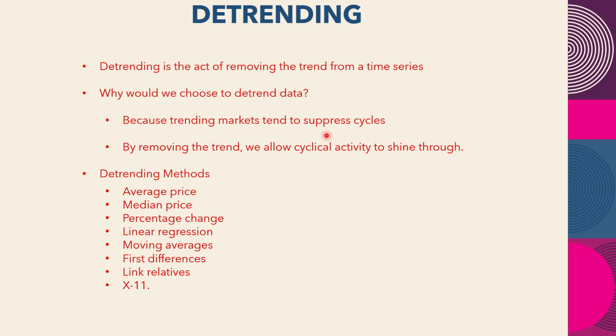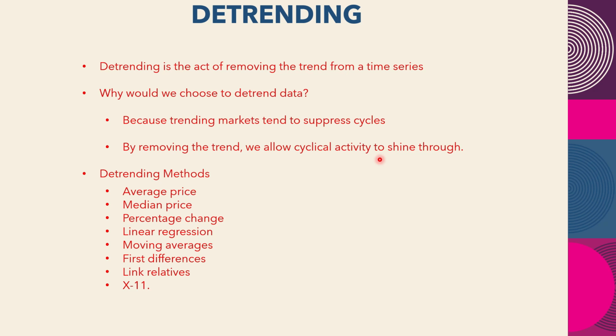To identify the trend, we use a moving average. But even a moving average has the trend in it. To remove the trend, we need to detrend the data. Why are we removing the trend? We allow cyclical activity to shine through, so we can clearly understand the cycle in it.